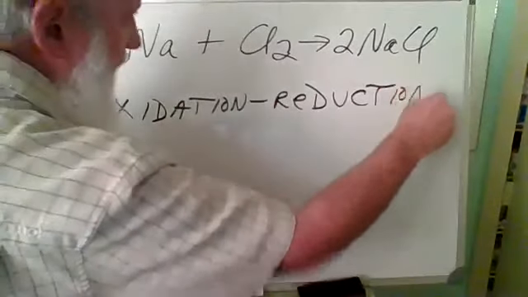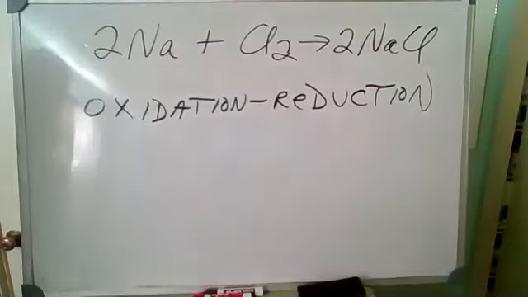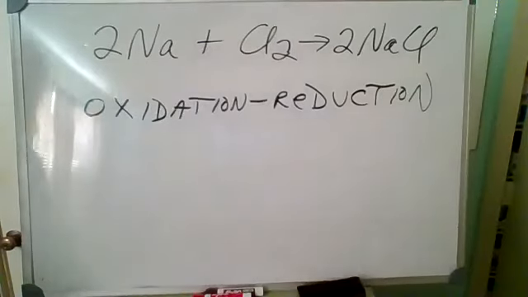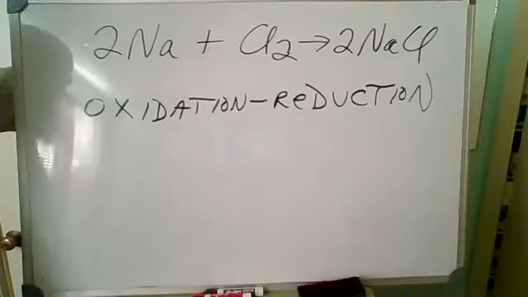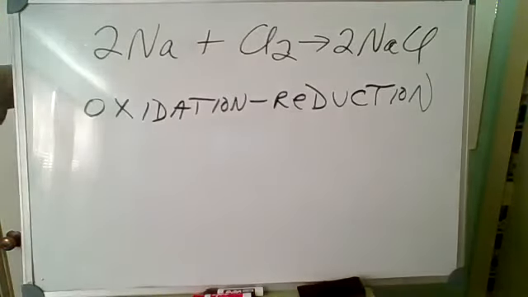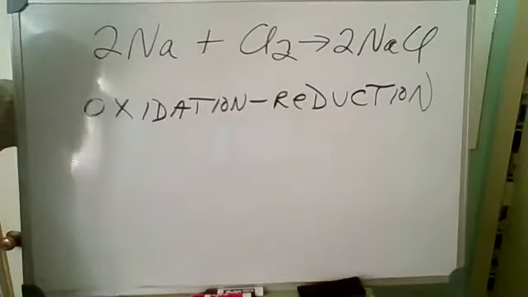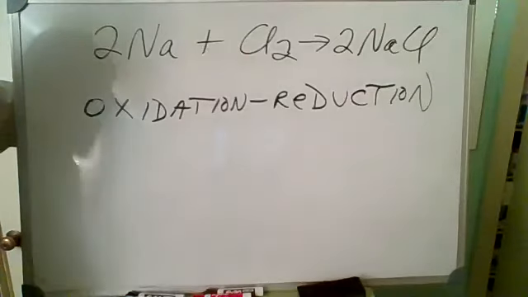This is a very large class of chemical reactions. It's enormous. The vast majority of chemical reactions are oxidation reduction. Now, what happens during an oxidation reduction reaction? Electrons get transferred from one atom to another.